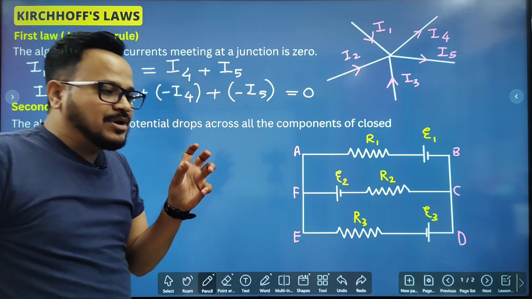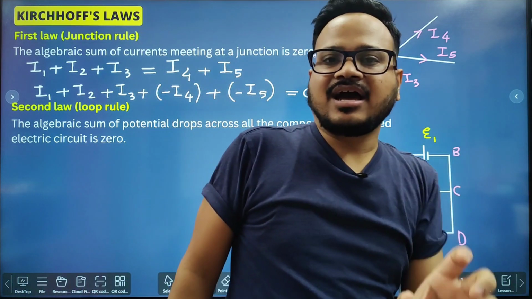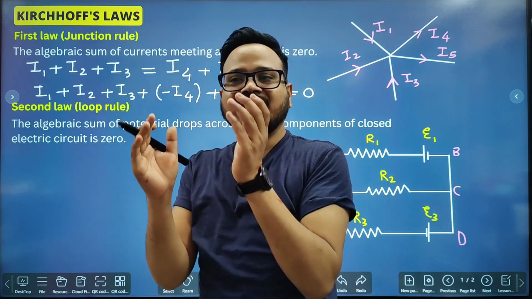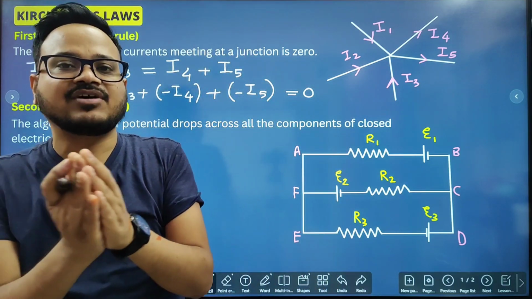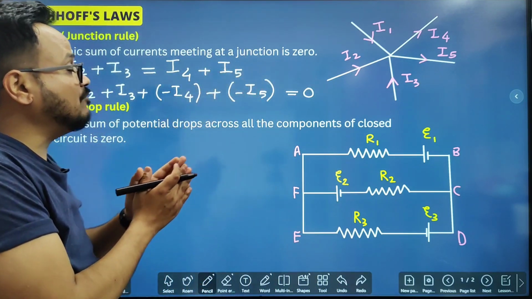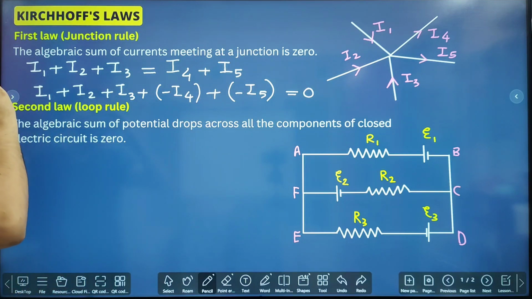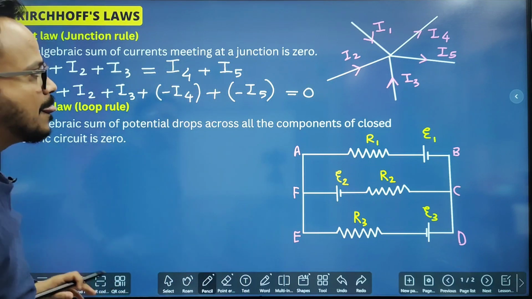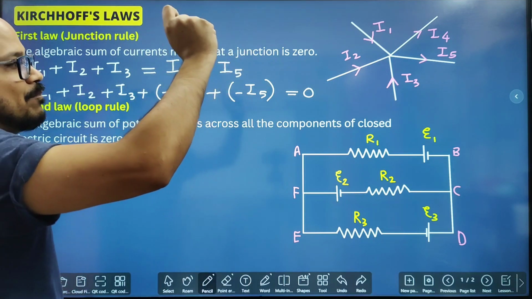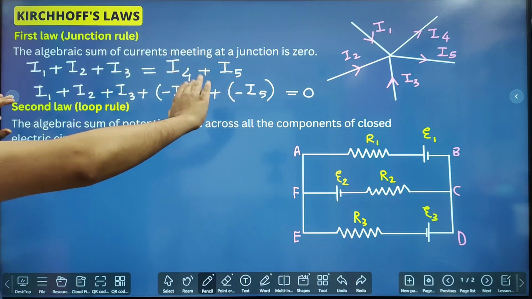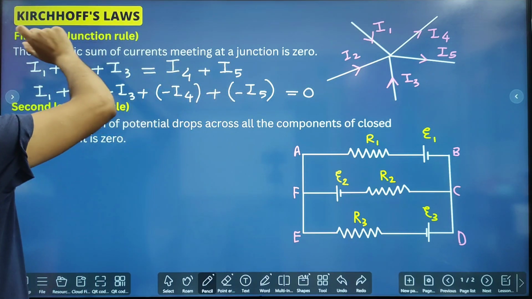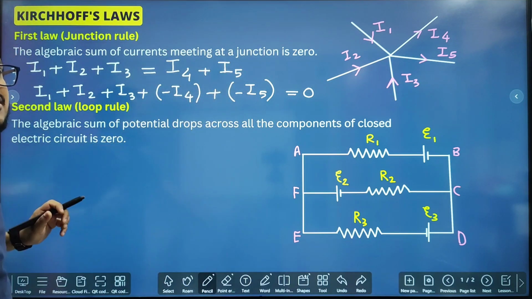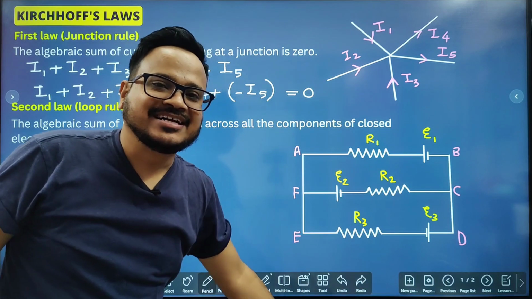The currents which are coming towards the junction and the currents which are going away from the junction have opposite signs. We can take one as negative and the other one as positive. So here we have taken those currents as positive which are going towards the junction, and those currents as negative which are going away from the junction. And if we add by taking proper signs, then the sum will be 0. So both the statements have the same meaning, that the algebraic sum of currents meeting at a junction is 0, or the total current entering the junction is equal to the total current leaving the junction.